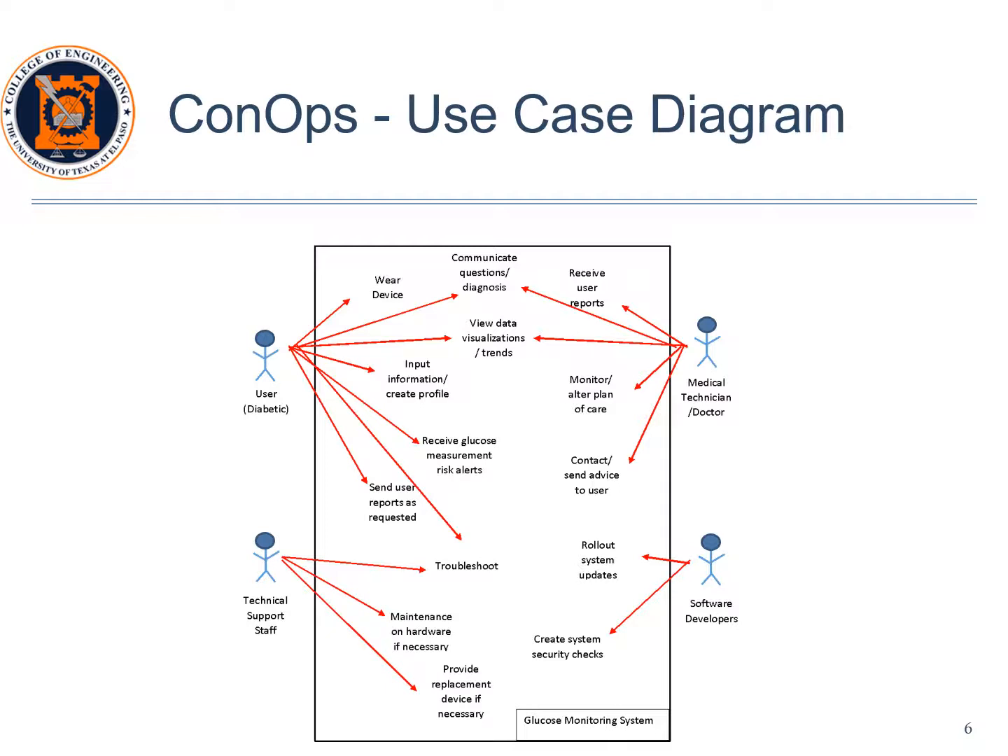The technical support staff will be able to access the back end of the system in order to troubleshoot and perform maintenance on the system to provide the customer with the best service possible. Lastly, the software developers will have access to the entire system security in order to update and check the system security.